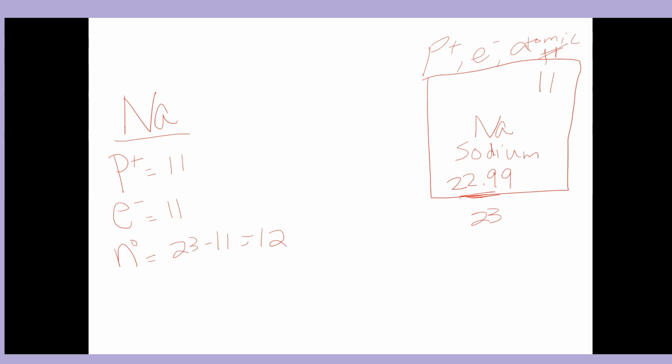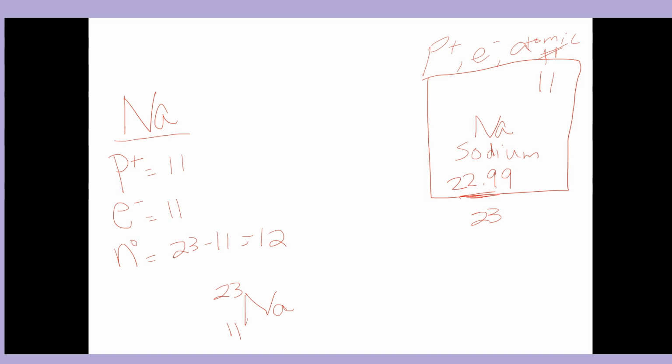Now, how do we write the atomic notation for the information that's been provided? Well, all you have to do is look at your periodic table once again and write the chemical symbol. At the very top, I'm going to look at that 23 and put the 23 right there. And on the very bottom, I'm going to put my protons, which is 11. This, ladies and gentlemen, is the atomic notation.